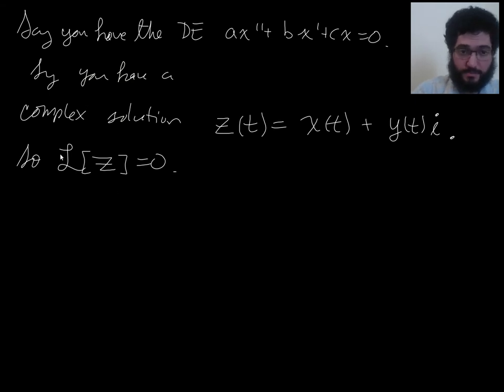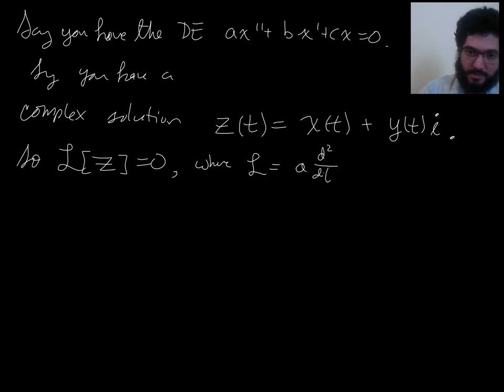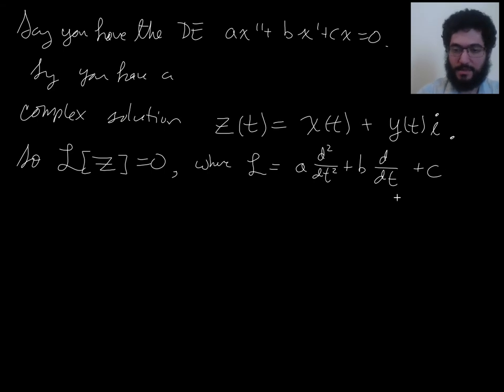So then that means L of z is 0, where L is short for a times the operator that takes a second derivative of things that it applies to, plus b times the operator that takes a derivative of the things that it applies to, plus c. So that is what I mean when I say L of z. Okay, so that means the differential equation is L of x equals 0. Okay, so we know this about z, that if you apply this to z, you get 0.